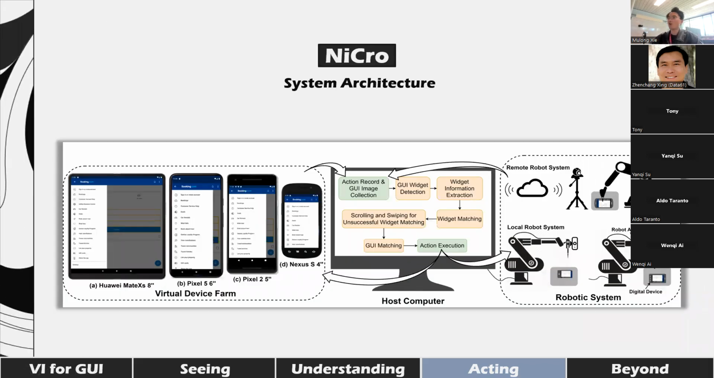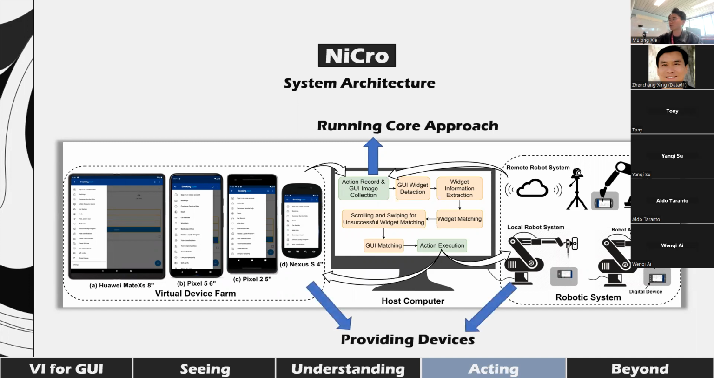NICRO is composed of 3 components in the system. It has a virtual device farm, a host computer, and a robot system. The host computer runs the core algorithms, and the other 2 components just provide various devices, either in virtual or in physical form.